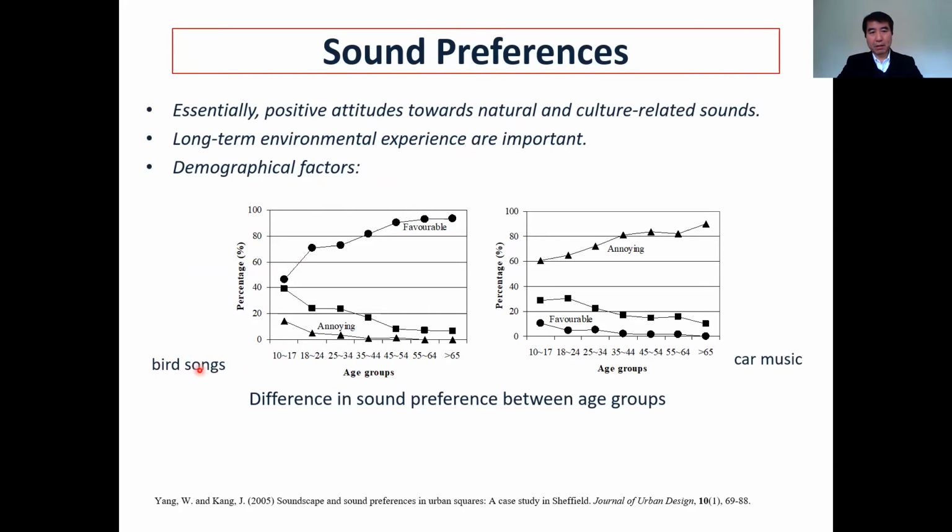That's the evaluation of bird sound. We ask people, do you feel bird sound is favorable or annoying? And this is with increasing age. You can see more people feel the sound from birds is more favorable. And that's about car music. You can see with increasing age, more people feel annoyed. So that means between older people and younger people, there are a lot of differences in terms of sound preference. So we need to design different zones if they're all using it, or if we're designing a square for users mainly from older people, we need to maybe introduce more natural sound.